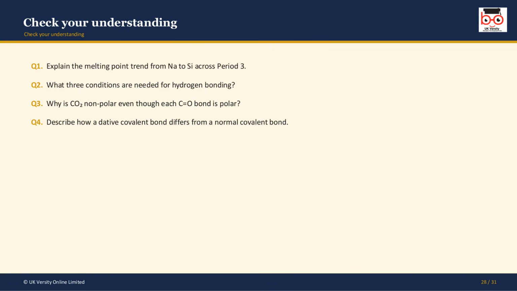A few more to test yourself. First, explain the melting point trend from sodium to silicon across period 3. Second, what 3 conditions are needed for hydrogen bonding? Third, why is carbon dioxide non-polar, even though each carbon-oxygen bond is polar? And fourth, describe how a dative covalent bond differs from a normal covalent bond. Work through those before you move on.